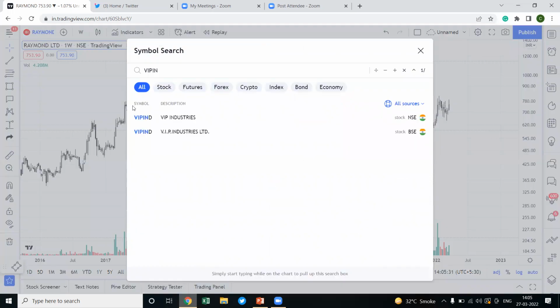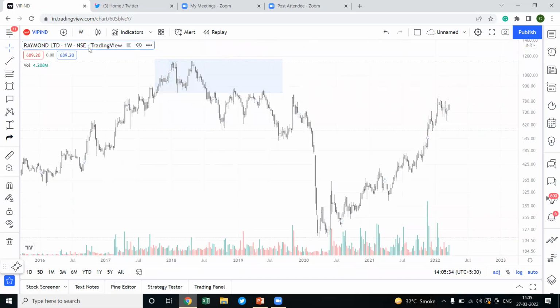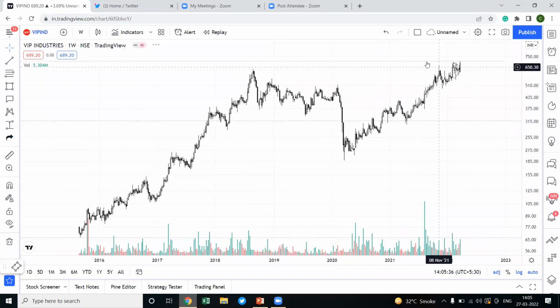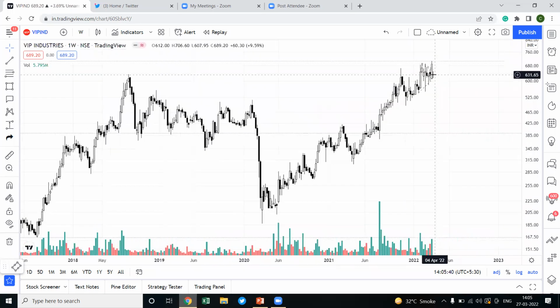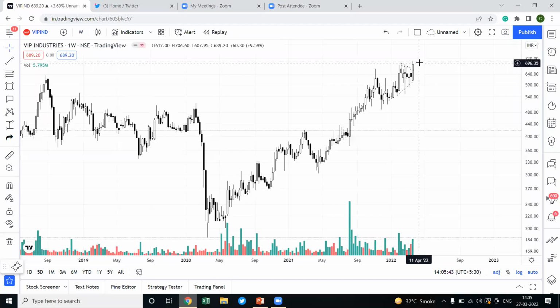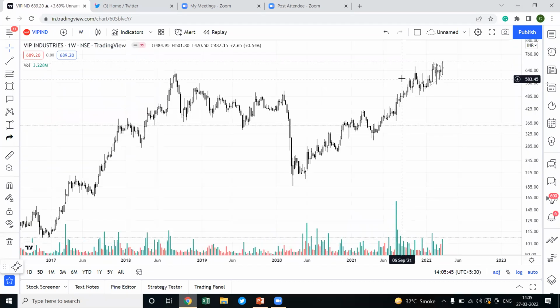In some stocks like VIP, as the stock is in an uptrend, there are no trapped buyers and sellers. Once this particular level of 700 is broken out, the overhead supply is zero, because the price is going into uncharted territory. There are no demand and supply zones and no trapped buyers over here. So this is how you understand if a stock has overhead supply or not. I hope I've solved your doubt.